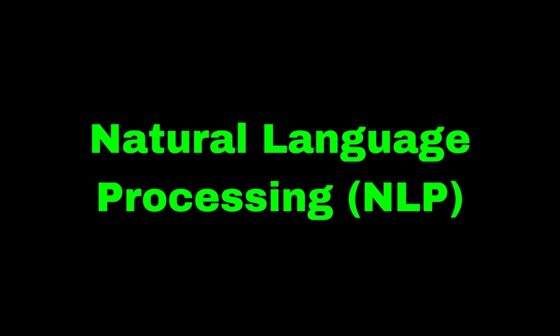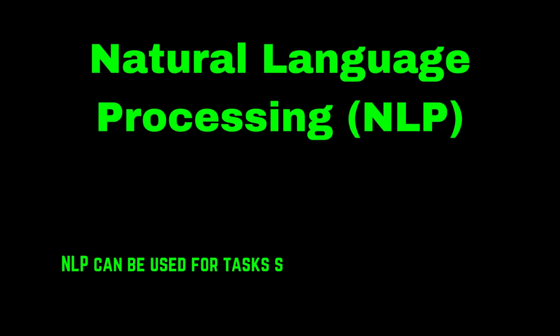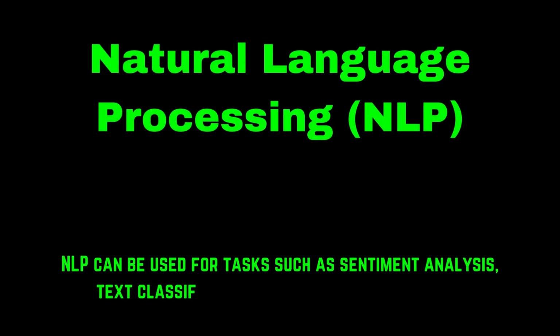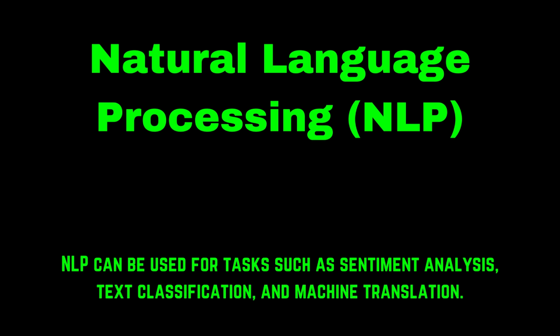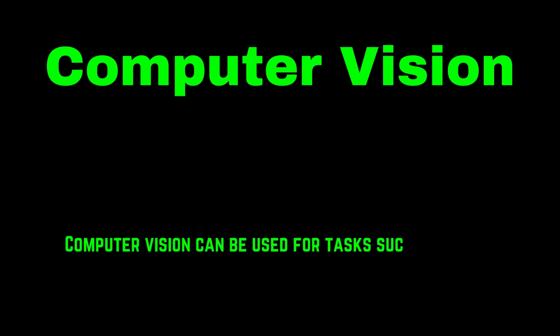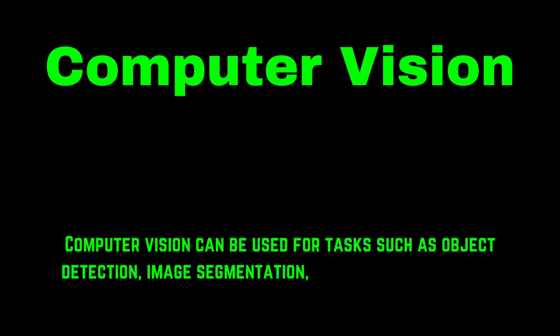Natural language processing or NLP is a field of study focused on making computers understand human language. NLP can be used for tasks such as sentiment analysis, text classification, and machine translation. Computer vision is a field of study focused on making computers understand visual information from the world around them. Computer vision can be used for tasks such as object detection, image segmentation, and facial recognition.